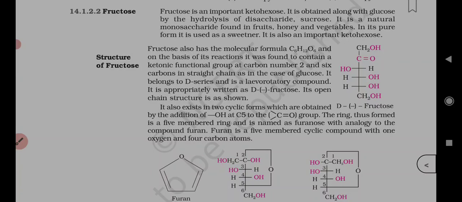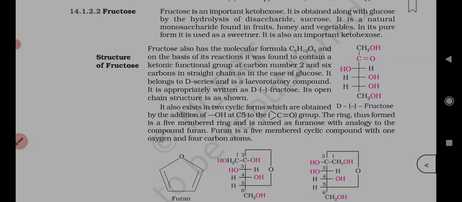As in the case of glucose, it is having 6 carbons. Similarly, here also 6 carbons are there, but the functional group is a ketonic functional group. It is present at the second carbon. Glucose was having an aldehydic functional group at the first carbon, that is, it was an aldose. This is a keto sugar, and the 6 carbons are in a straight chain as in the case of glucose.